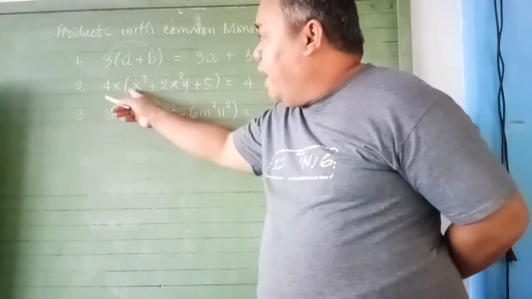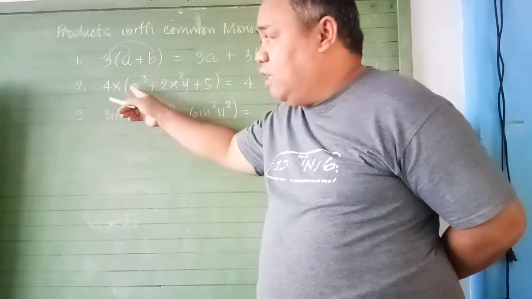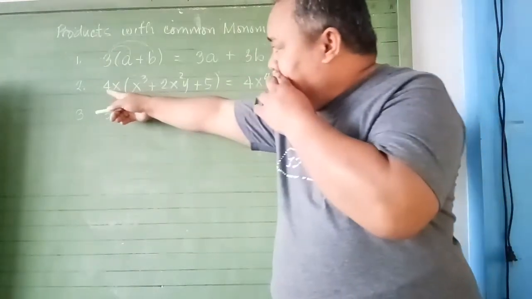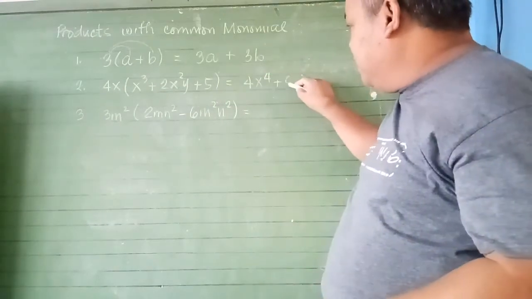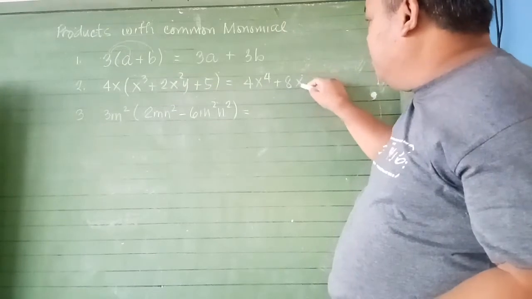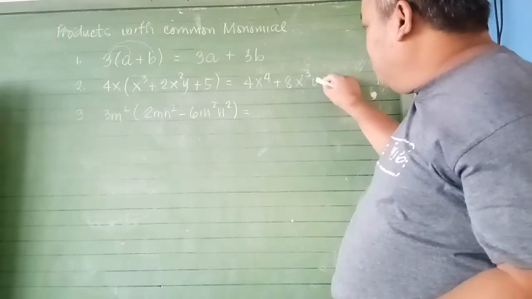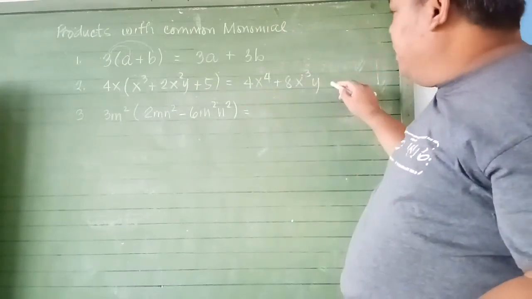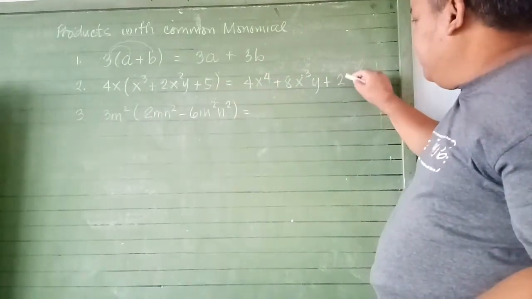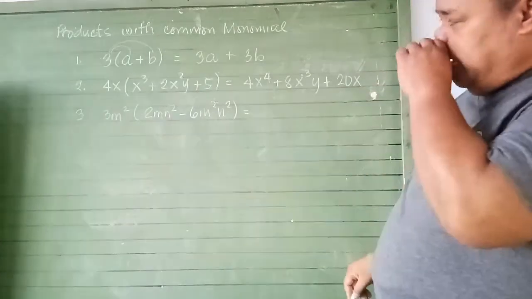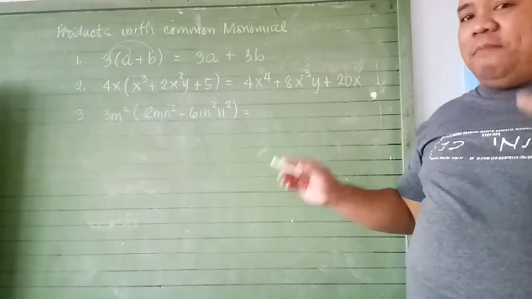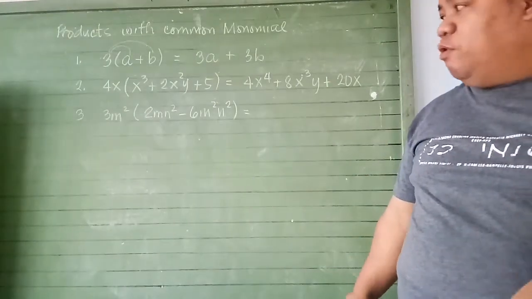So 4, then x here, there is one x here and three there, so we're going to have x to the 4. Then 4 times 2 is 8, plus 8, and then 1 here, 2, that's x cubed. Then we attach y. Then plus 5 times 4 is 20, then x.